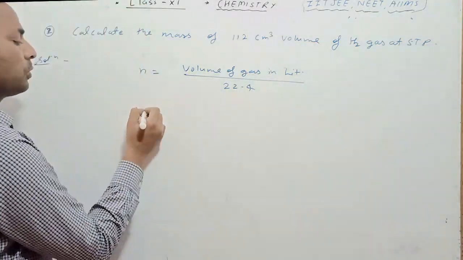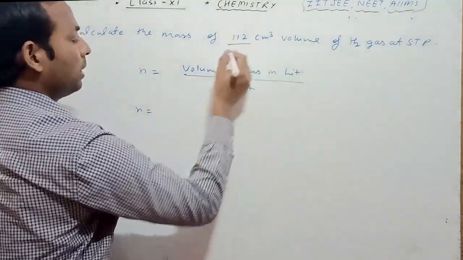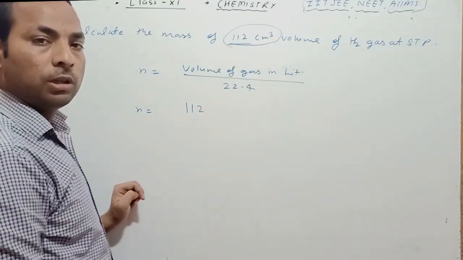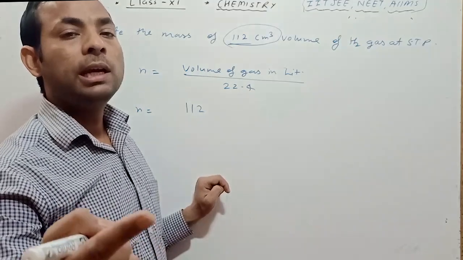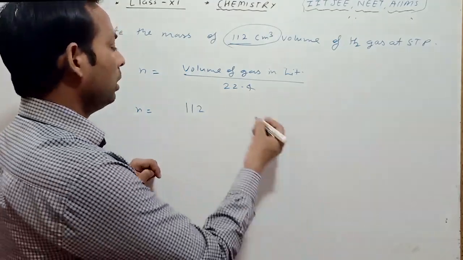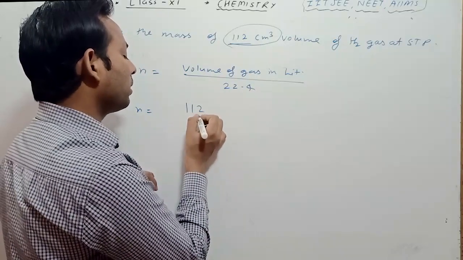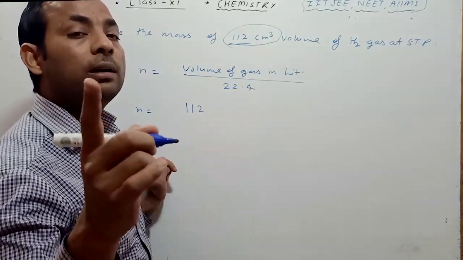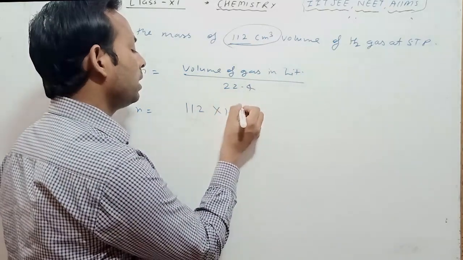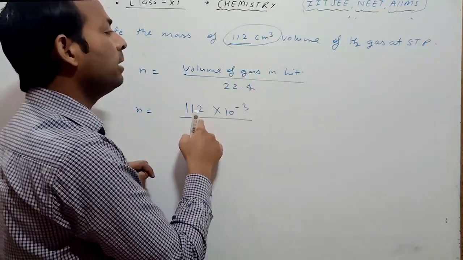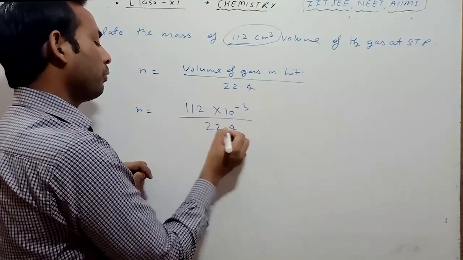By using this formula, the total volume given is 112, but this volume is given in centimeter cube. So first we have to convert into liter. So liter means 1 ml equals 1 centimeter cube, so this number is divided by 1000. 1000 means 10 to the power minus 3. Already it has converted into liter upon 22.4 liter.